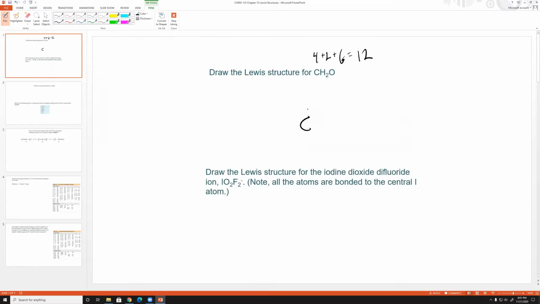Now, carbon is always going to be the central atom, and it's never going to be hydrogen. So we know that hydrogens will be attached to this carbon. And then the oxygen will have the remaining 2 bonds, since oxygen likes to have 2 bonds, and it will have 2 lone pairs of electrons at the end of the day. So that is how you would do it.